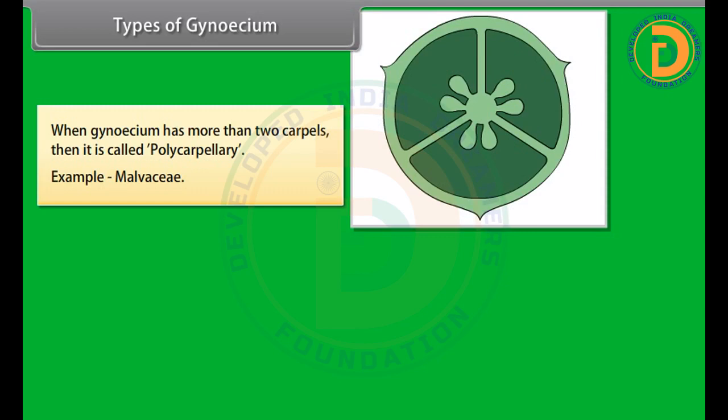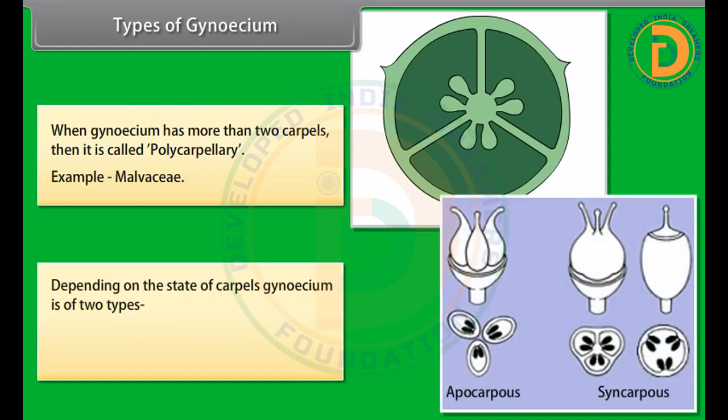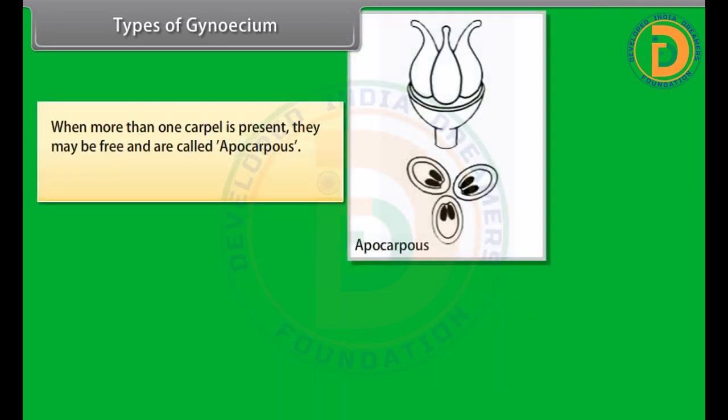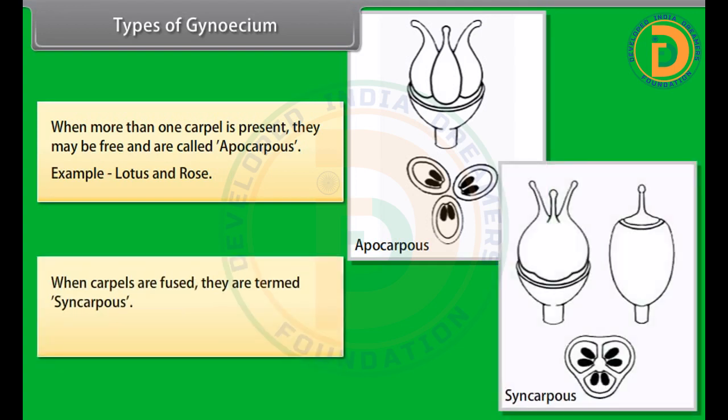When gynoecium has more than two carpels, it is called polycarpellary. Example, Malvaceae. Depending on the state of carpels, gynoecium is of two types: apocarpous, syncarpous. When more than one carpel is present, they may be free and are called apocarpous. Example, lotus and rose. When carpels are fused, they are termed syncarpous.